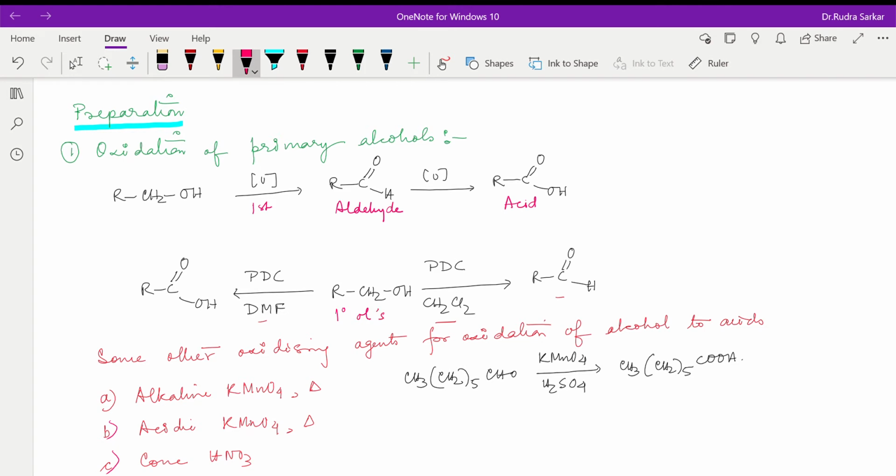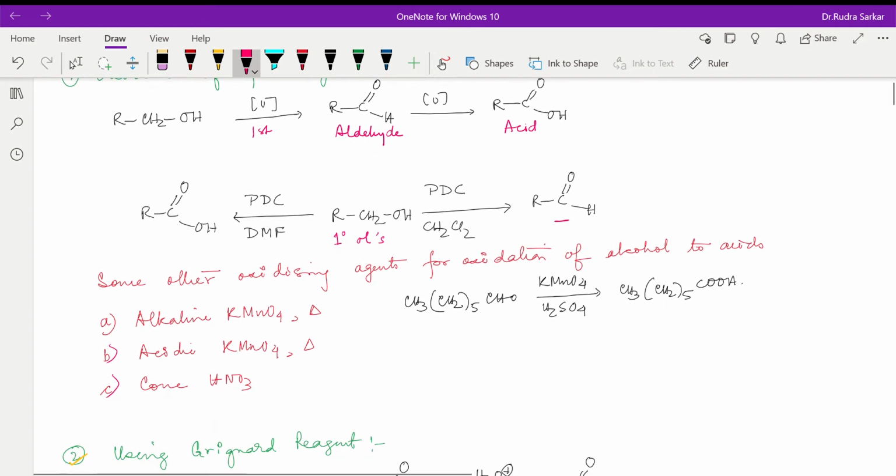when they are oxidized using PDC in presence of dichloromethane, they will form the aldehyde. However, when such primary alcohols are treated with PDC, but the solvent is changed to DMF, then they form the acid. This may be due to the presence of some amount of water inside the DMF.